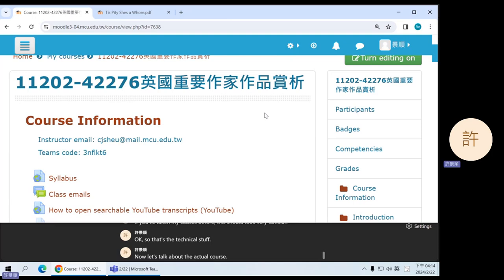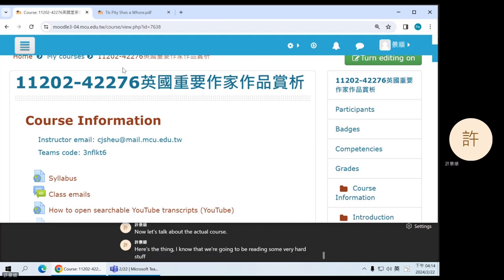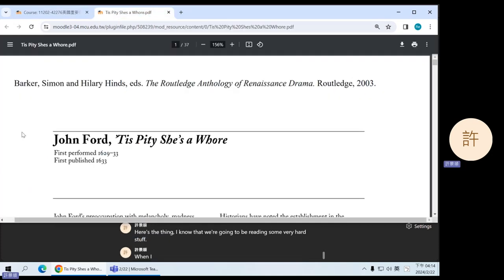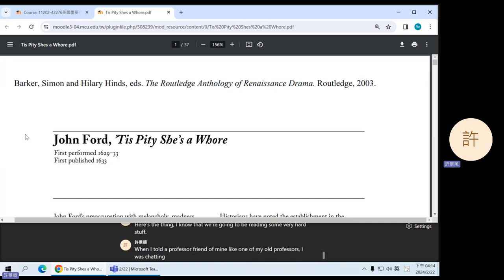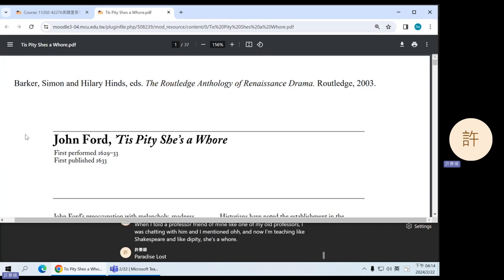Here's the thing. I know that we're going to be reading some very hard stuff. When I told a professor friend of mine, like one of my old professors, I was chatting with him and I mentioned, oh, and now I'm teaching Shakespeare and 'Tis Pity She's a Whore, Paradise Lost. And he said, are you using a student text? And I say, oh, no, I'm using the original text. And he said, why are you doing that? Not even American universities are doing that anymore.